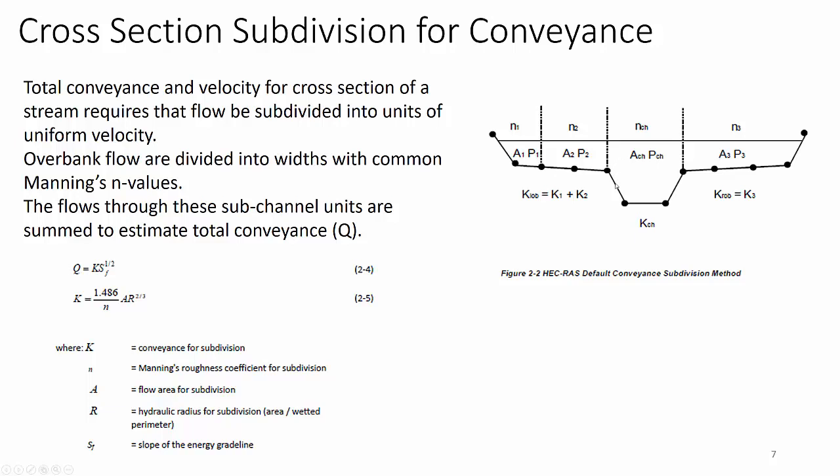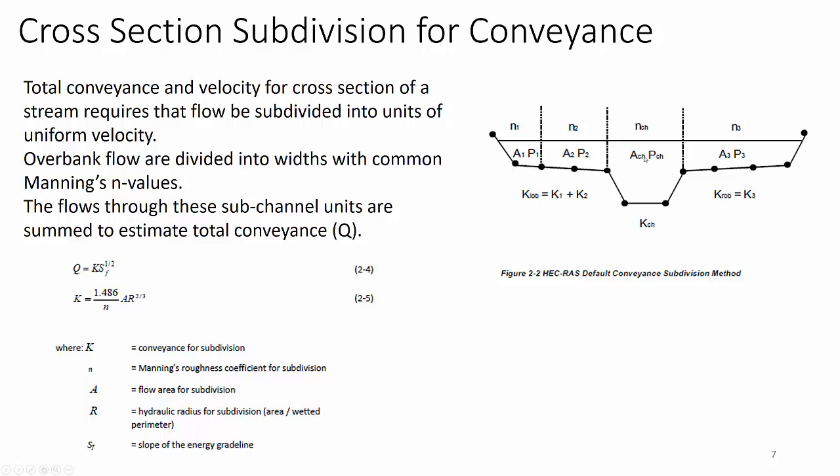So we have the main channel in the middle, and then we have overbank channels. So the banks would be at the edge of the main channel. The main channel would be at a certain depth, and then once water depth exceeds the main channel depth, it moves into the overbank channels. And the overbank channels have different characteristics. They're divided into the widths with common Manning's n values based upon the land cover.